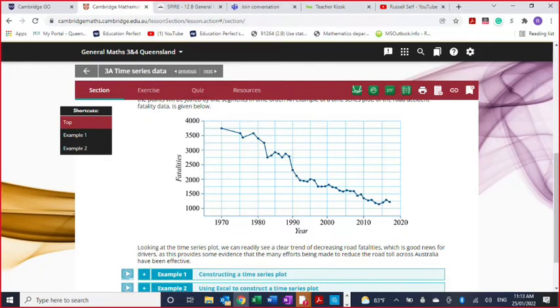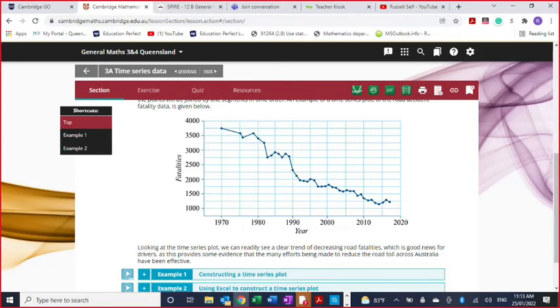What do you notice about this line? Anyone? Does it have a direction of travel? It's going what? Going down. Going down, exactly. It's decreasing. So that's telling us that since 1970, traffic fatalities in Australia have been on the decline, or have been declining as a general rule.